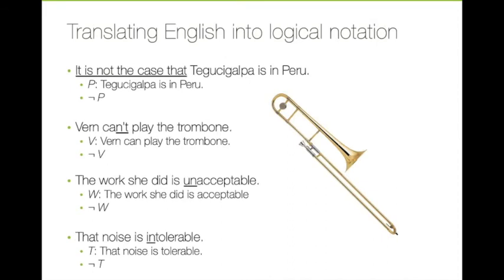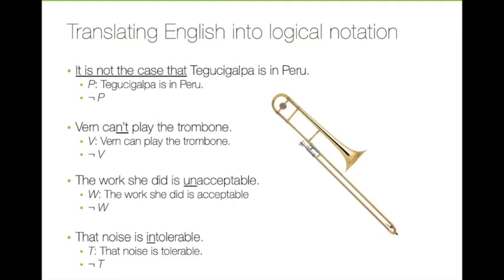So we can symbolize those examples on the previous page as follows. We identify the part that's the positive simple statement and excise the negation, so that we add the negation to the simple atomic statement. So we take Tegucigalpa is in Peru as our simple atomic statement, and the negation of that gives us the meaning, it is not the case that Tegucigalpa is in Peru. So we get not P as the logical representation of it is not the case that Tegucigalpa is in Peru.